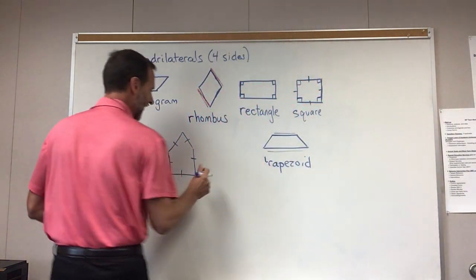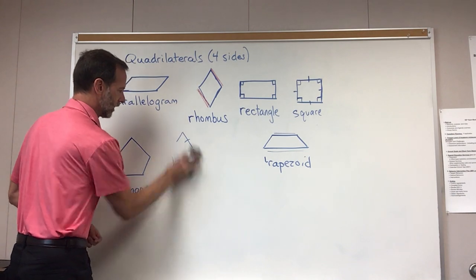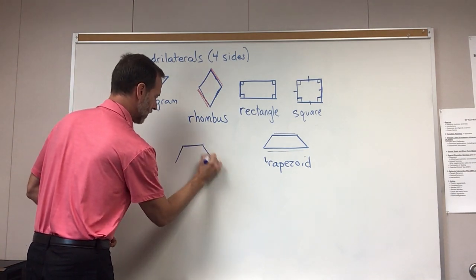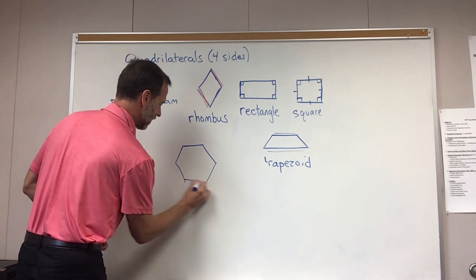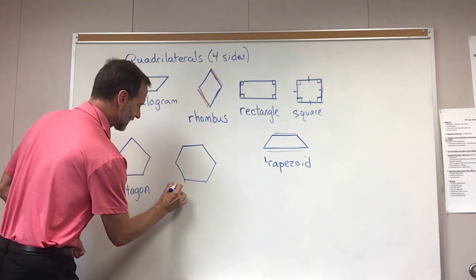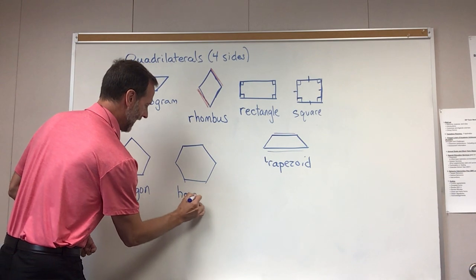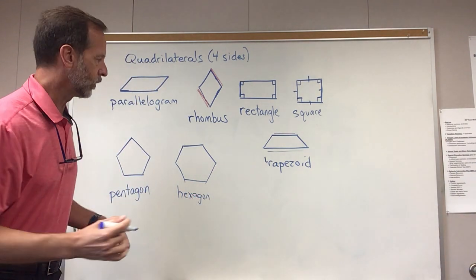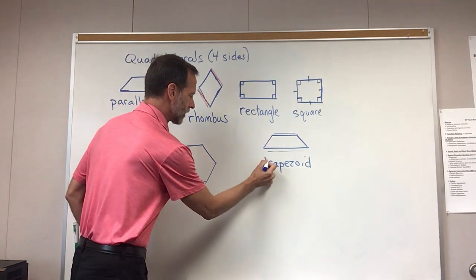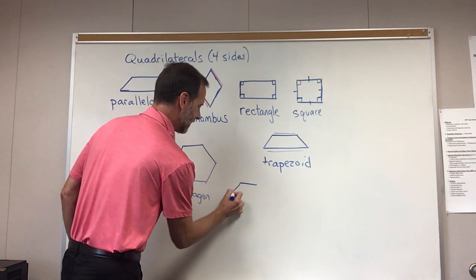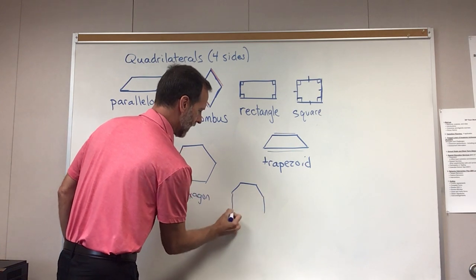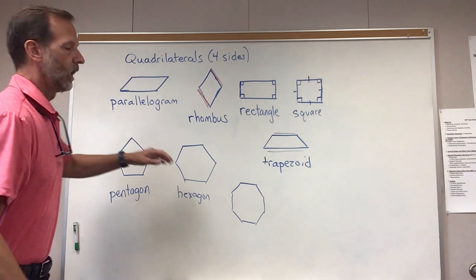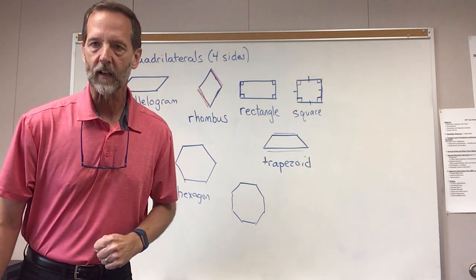Okay? 6-sided figure, 6-sided polygon, that would be a hexagon. And then the last one that I'm going to do with you would be an 8-sided figure, and that is an octagon. So, 3 sides, triangles.